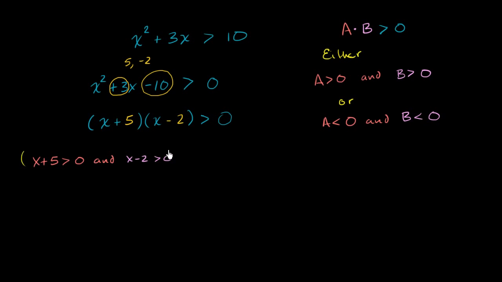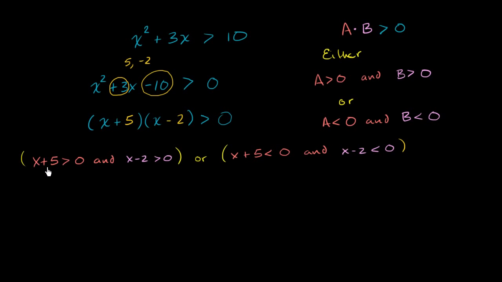Let me write it this way, or they're both negative, or x plus 5 is less than 0 and x minus 2 is less than 0. So now let's think about all of these inequalities independently, but let's maintain this logic here of the and and the or.